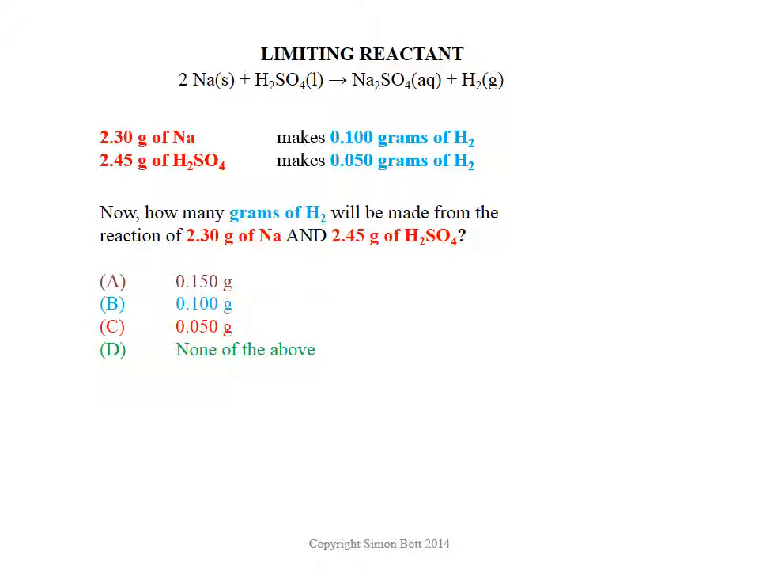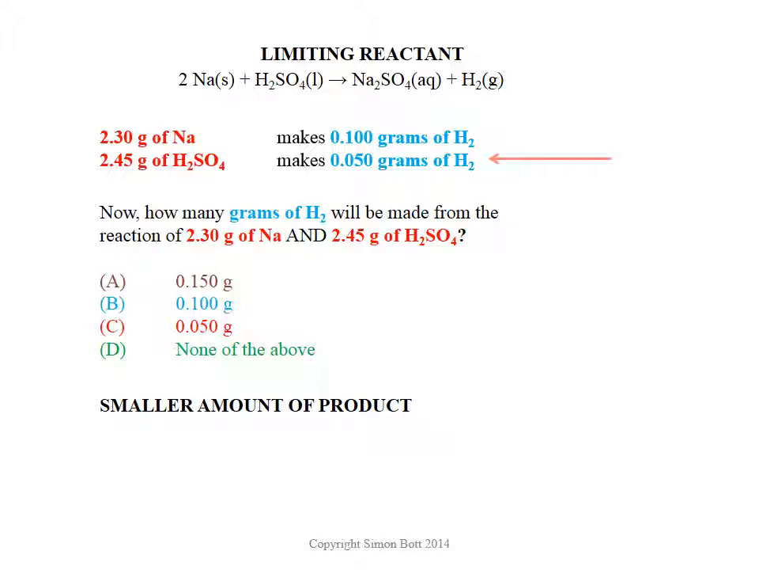Then I put them together in just the same way we did in the sandwich making. How many grams of H2 will be made from the reaction of 2.3 grams of sodium and 2.45 grams of H2SO4? The sodium is enough to make 0.1 gram of H2, and the H2SO4 is only enough to make 0.05 grams of H2. So would you care to reconsider your answer? A lot of you probably said 0.1 and 0.05 makes 0.15. But no, we only have enough H2SO4 to make 0.05 grams of H2. We can only make the smaller amount of the product, which is 0.05 grams of H2.